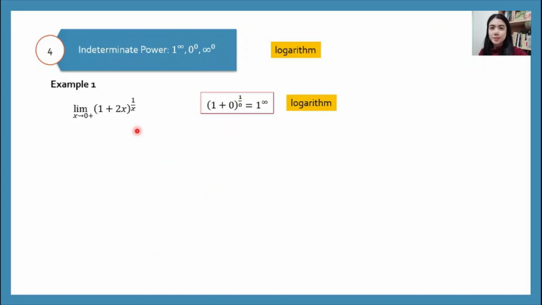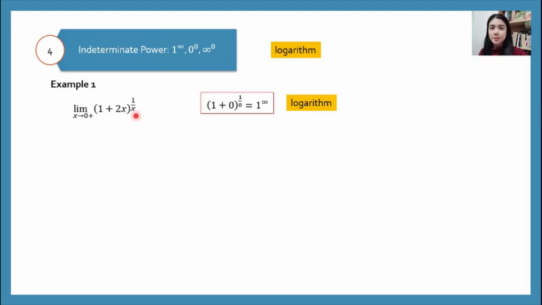Let's just look at the first example. Under this first example, you have x approaching 0 from the right hand side. If you substitute the 0 here and you substitute the 0 here, you have the result of 1 power of infinity. So 1 power of infinity, that is the indeterminate power. When you have an indeterminate power, you have to apply the logarithm technique.